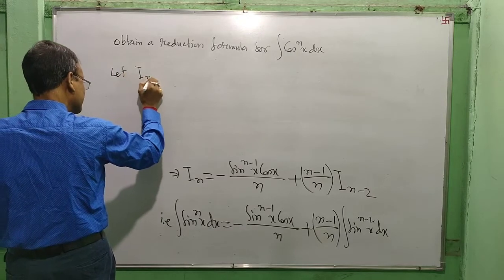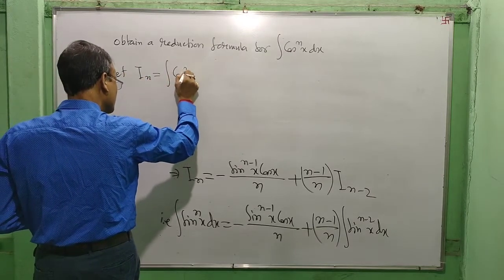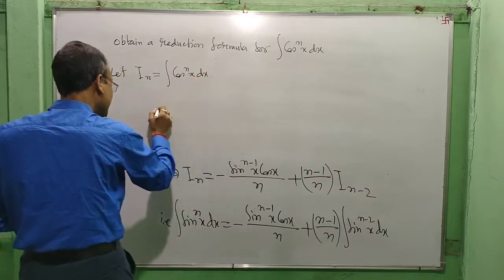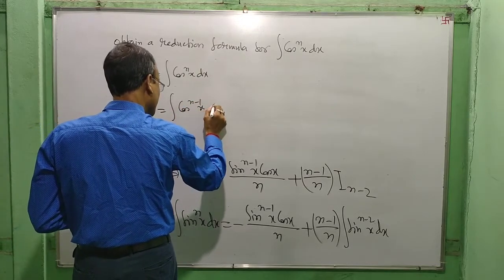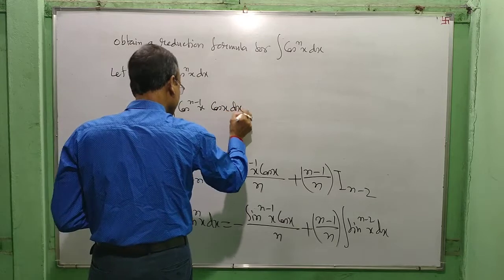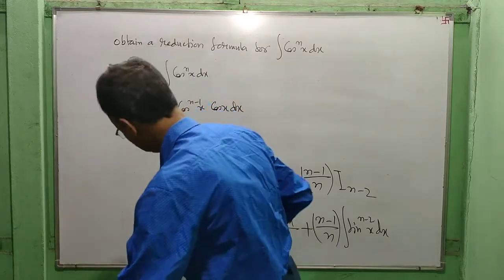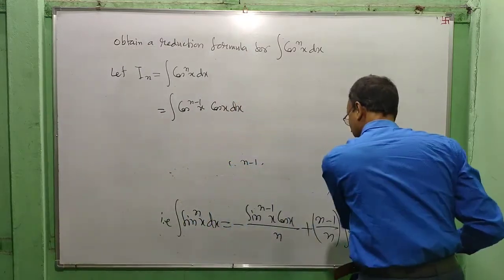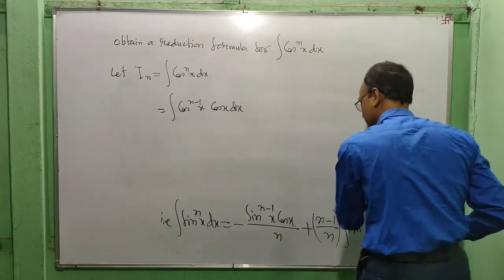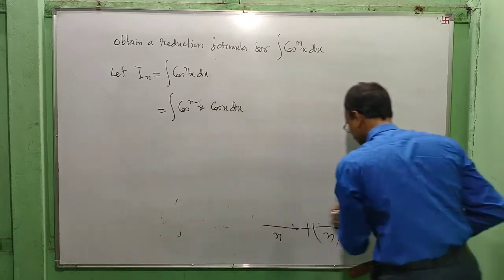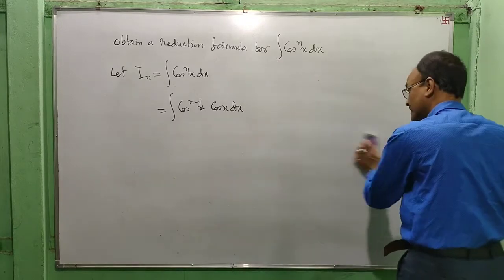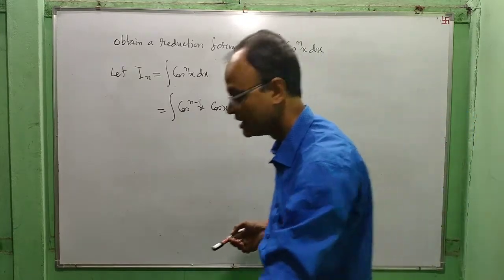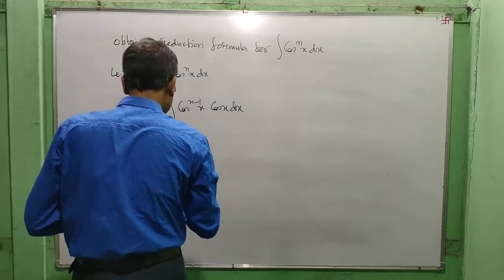Let I n stand for integration cos to the power nx dx. This can be written as cos to the power n minus 1x into cos x dx. Now, integrate this by parts, taking cos x as the second function.